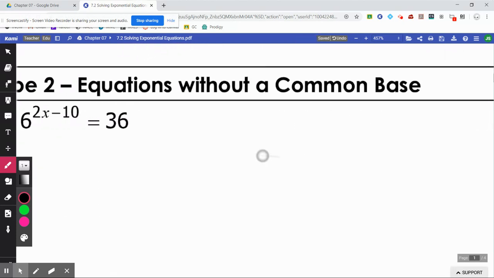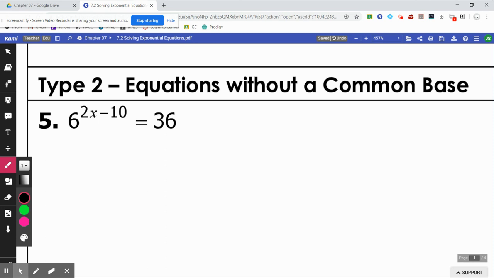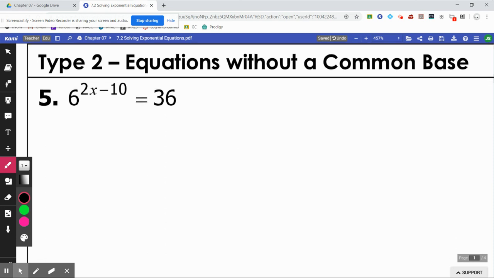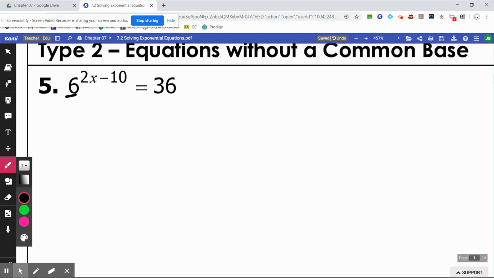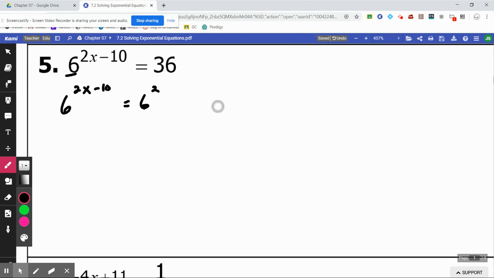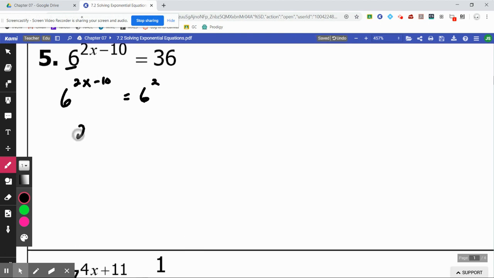Number 5. These do not have common bases. So what we're going to have to do, we're going to have to somehow rewrite these to where the bases are the same. So on the left side of your equation, you have 6 to a power. So we're going to rewrite the right side as 6 to the 2nd power. 6 times 6 is 36. Now you have 6 to a power equals 6 to a power. Now you can set the powers equal. Add 10 gives you 2x is 12. Divide by 2 gives you x is 6.